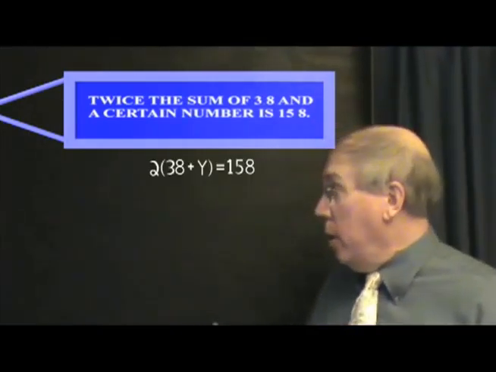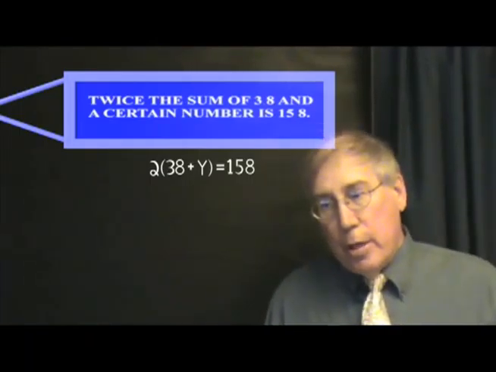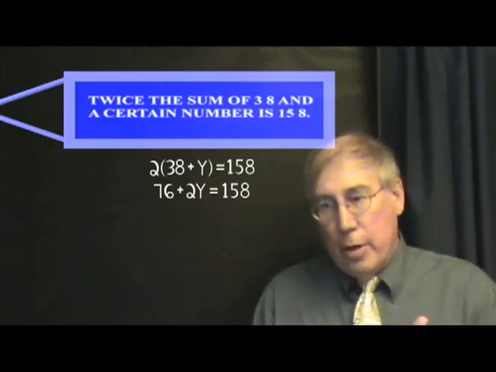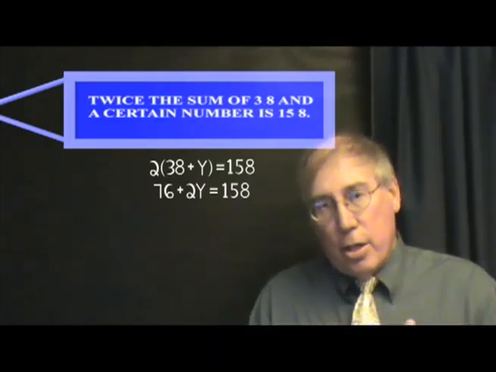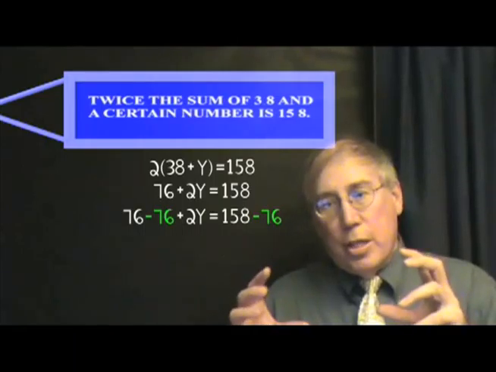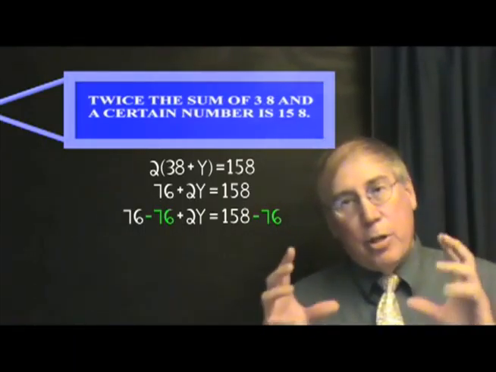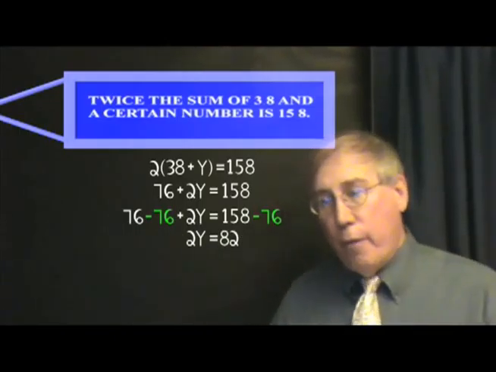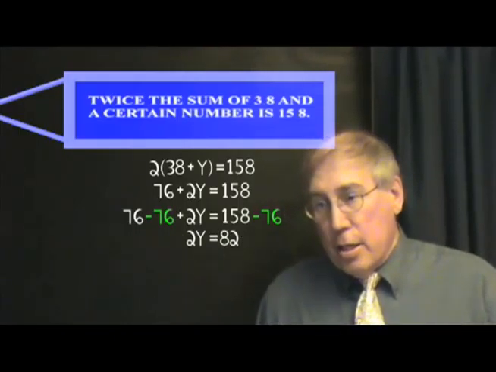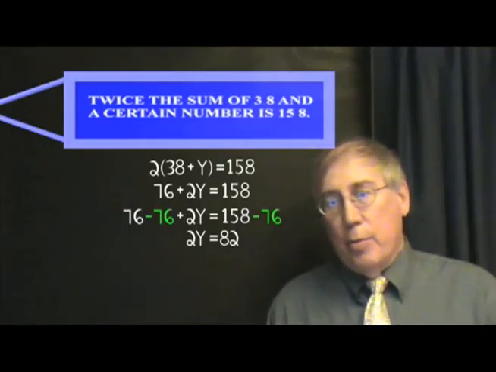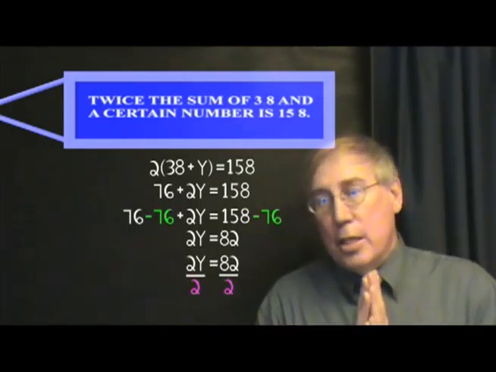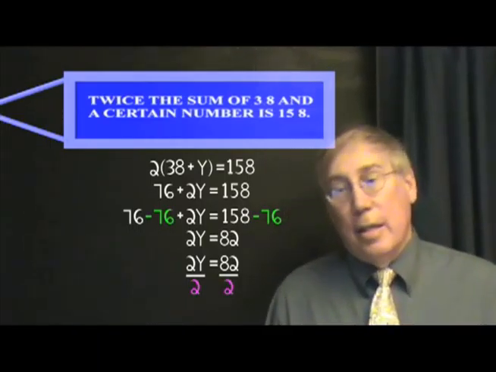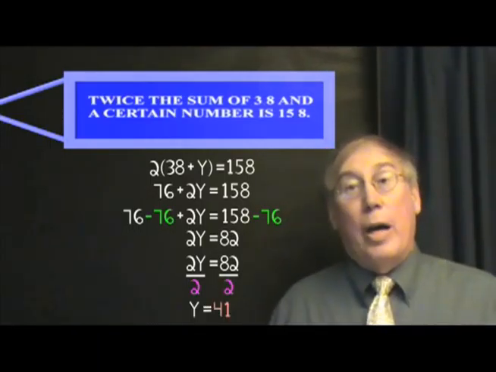Twice the sum of 38 and a certain number is 158. Well, the sum of 38 and a certain number, that goes in the parentheses. We have the distributive property here. So 2 times the quantity 38 plus y equals 158. Now, let's multiply through, and then you see we have to subtract 76 from both sides, and then we'll have to divide through by 2. And we'll end up with y equals 41.